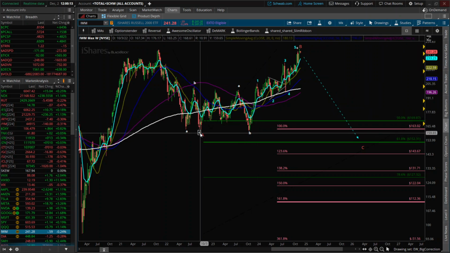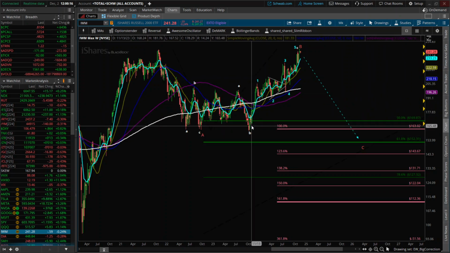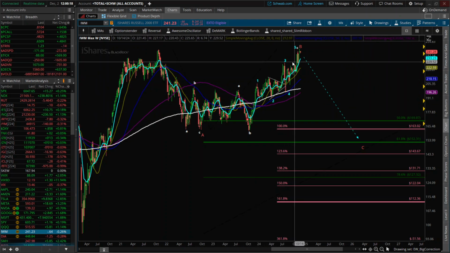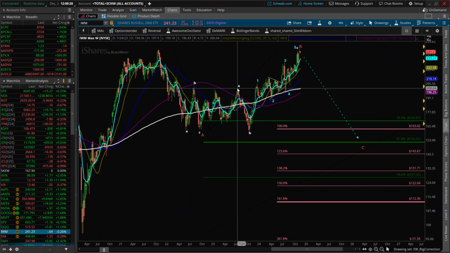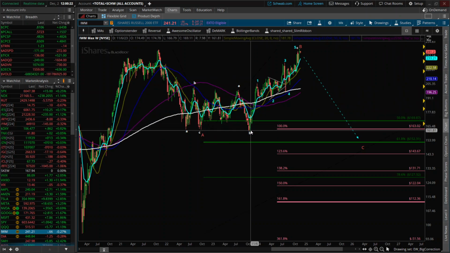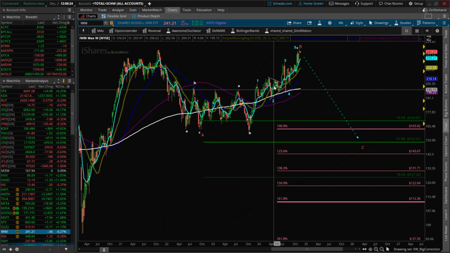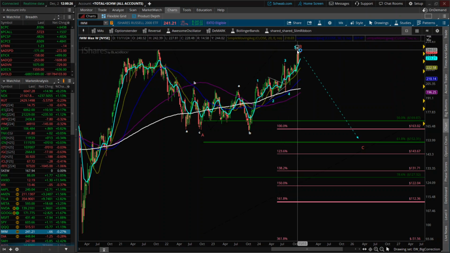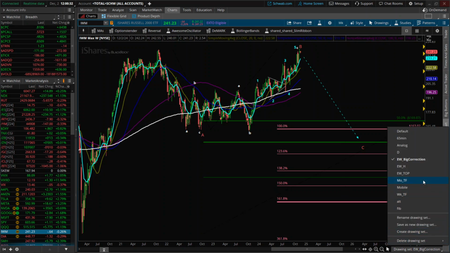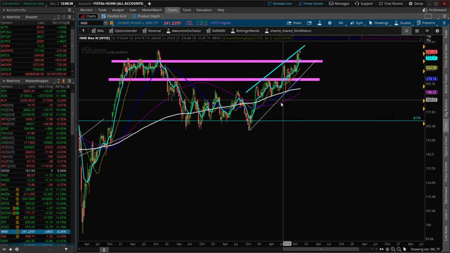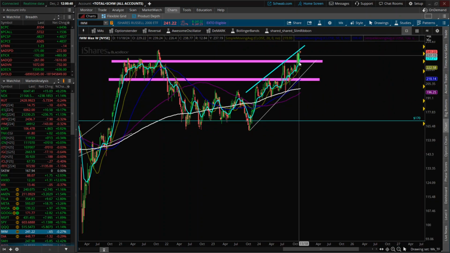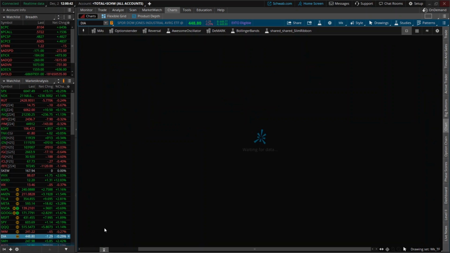And you can see this on a lower degree right here. You can see that we have an A, expanded B, and then a 1, 2, 3, 4, and 5 for an ending diagonal here. And that's why it looks so clean with the wedge. It's very typical for an ending diagonal to form a wedge. So that's what we're going to look at in SPY as well.